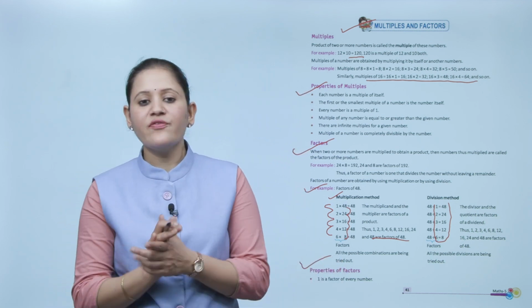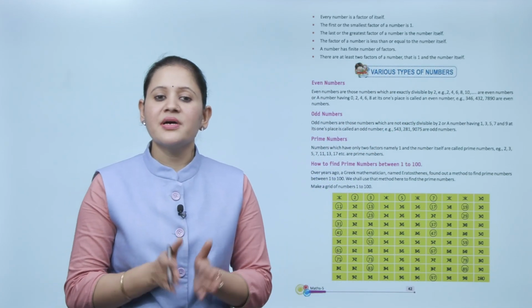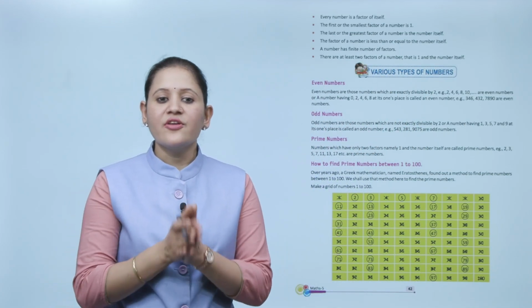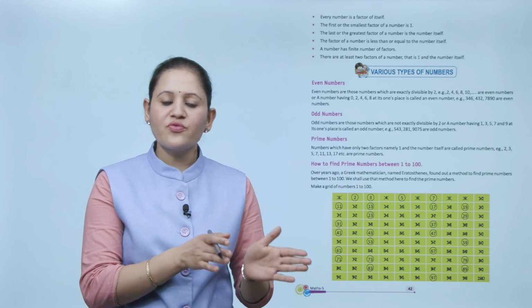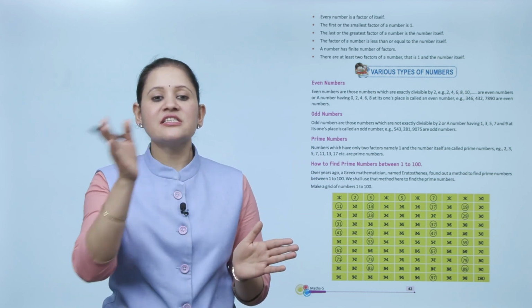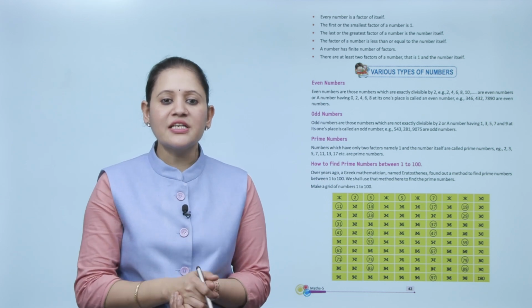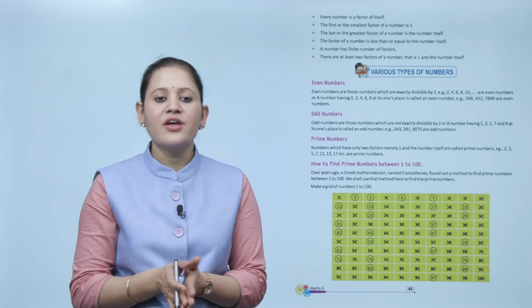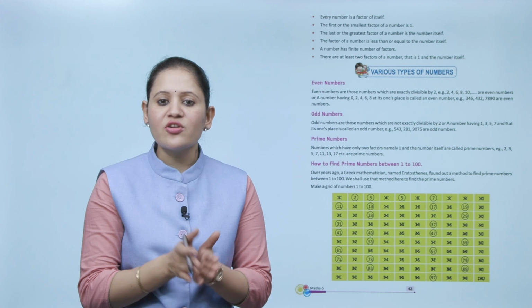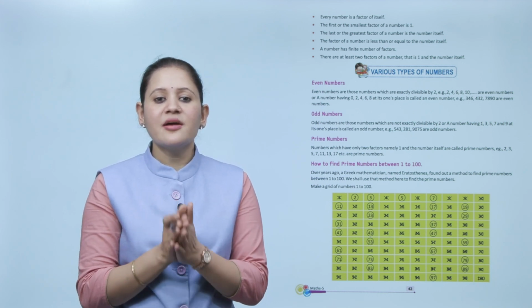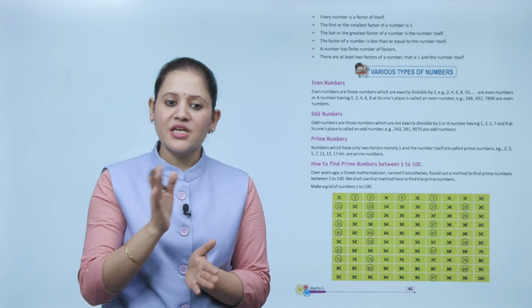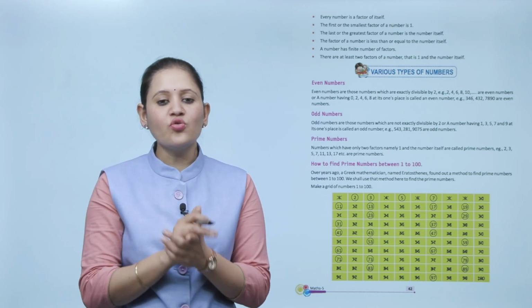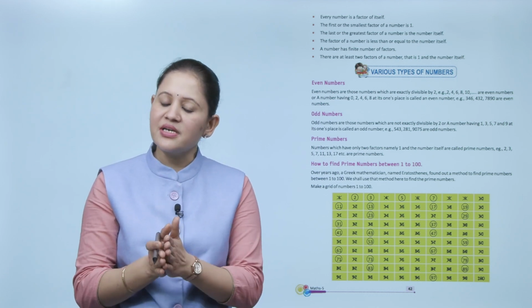1 is a factor of every number. Every number is a factor of itself. The first or the smallest factor of any number is 1, and the greatest is the number itself. The last or the greatest factor of a number is the number itself. A factor of a number is less than or equal to the number itself. A number has a finite number of factors, means limited factors, which we can count. There are at least two factors of a number, that is 1 and the number itself.